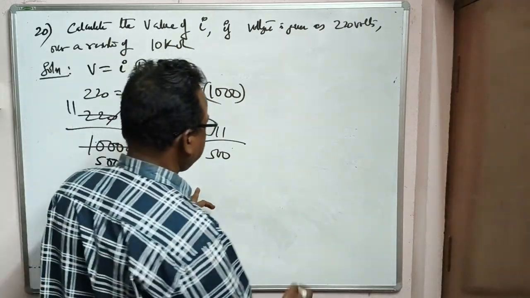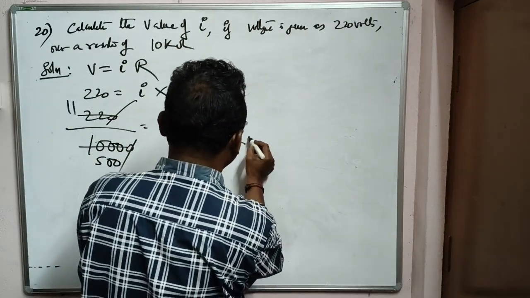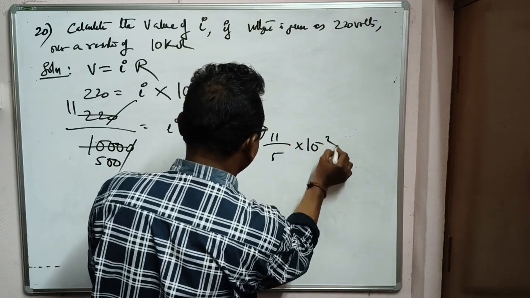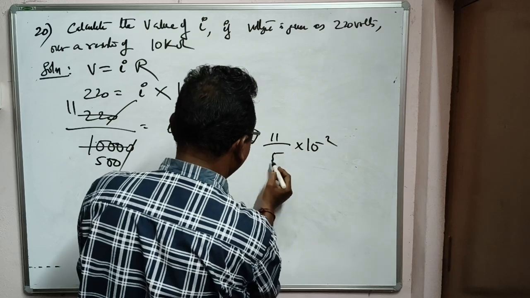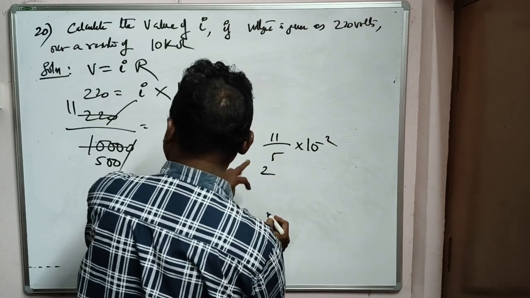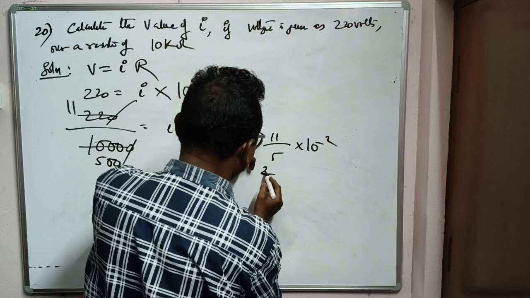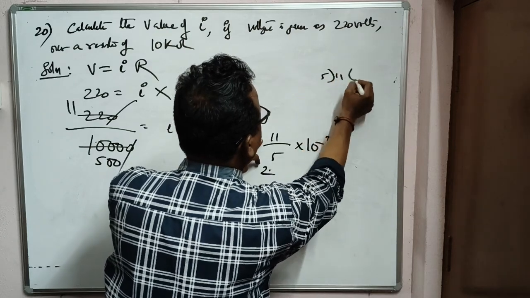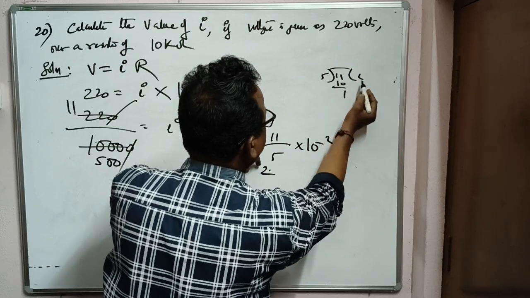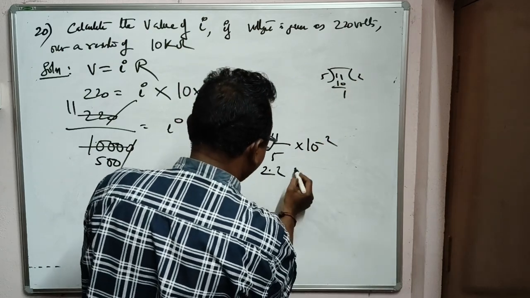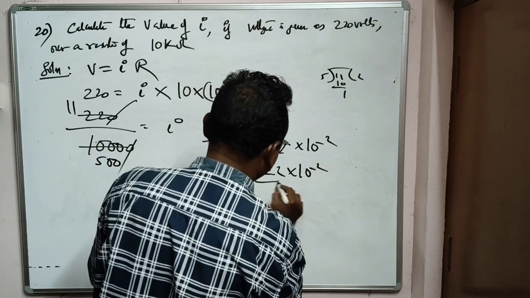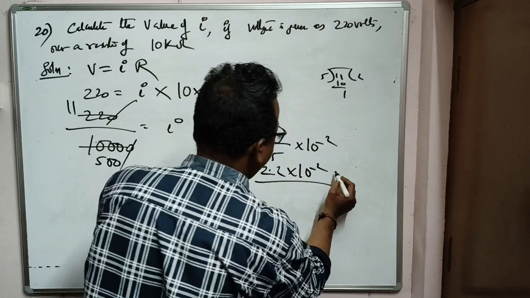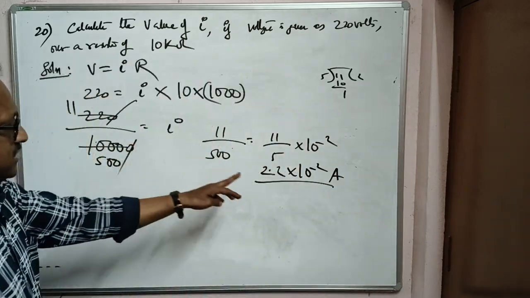You can divide this one if you want, or otherwise you can simplify it. 11 by 5 and 10 power minus 2. 11 by 5 can be done: 5 2s are 10, point, again 5 2s are 10. So 2.2 into 10 power minus 2 amperes. This is how you can solve the current value.